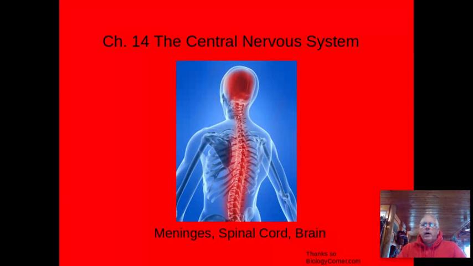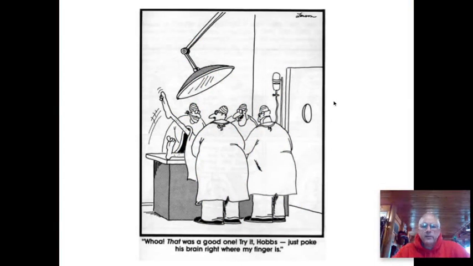So to start out with, let's just talk about some introductory stuff. The meninges, which are membranes around the brain and the spinal cord, the spinal cord itself, and then obviously the brain is part of that CNS too.